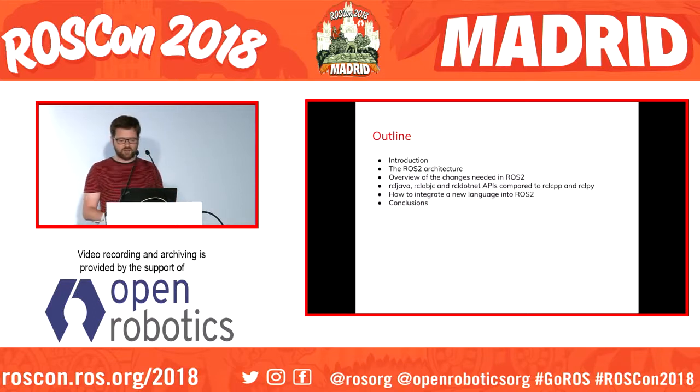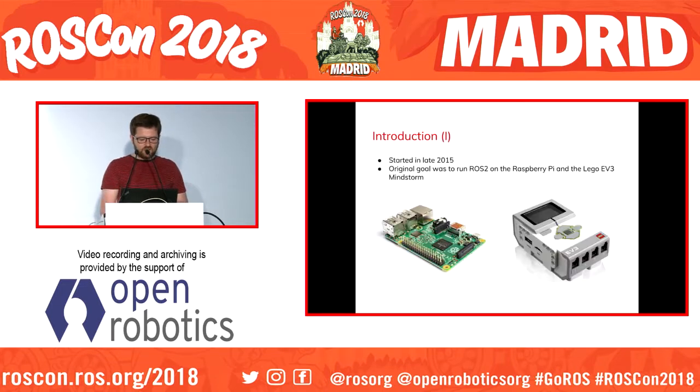So here's a brief outline of what we're going to see. First, why I started this project, how the ROS2 architecture helped. We're going to have a look at the APIs and also some guidelines for adding a new language to ROS2 and some conclusions.